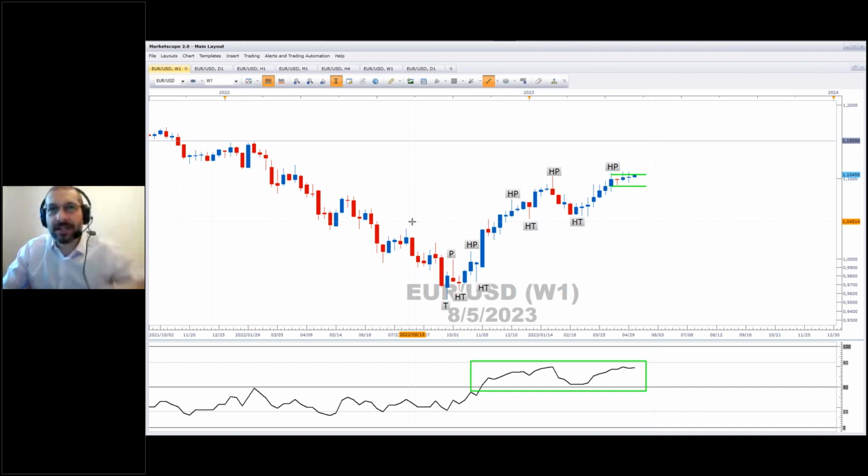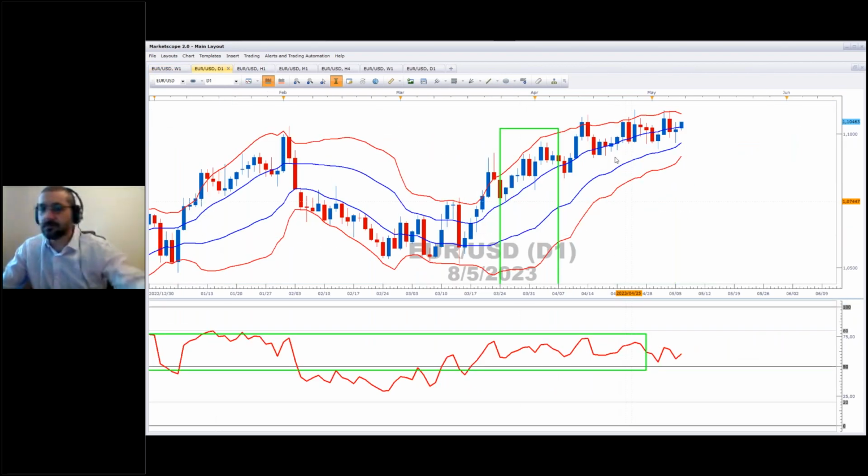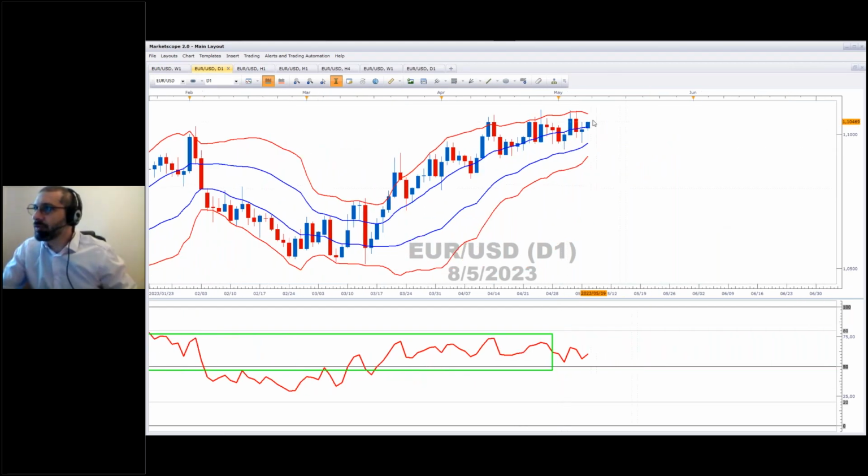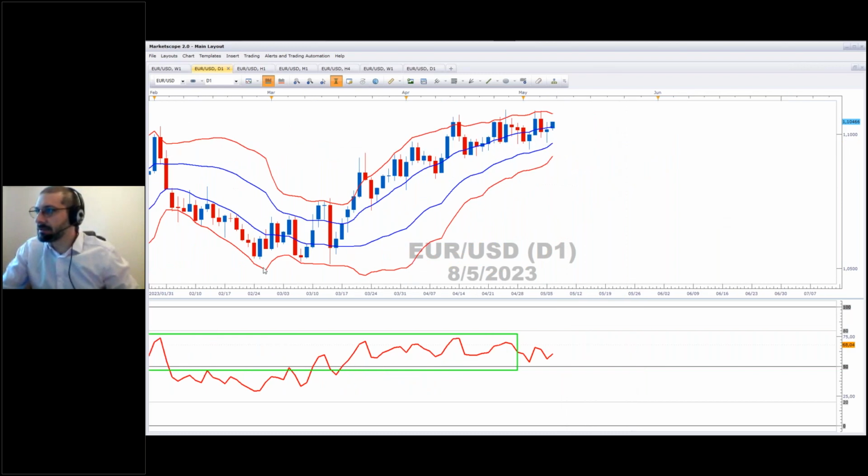Let's go down to the daily chart and see if there's any clues there. And there are some clues. You can see that it's now moved into zone 1. And let's take a look at this with the Bollinger Band width indicator. So we'll bring up here euro US dollar.